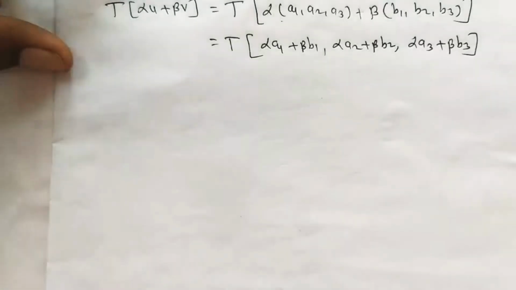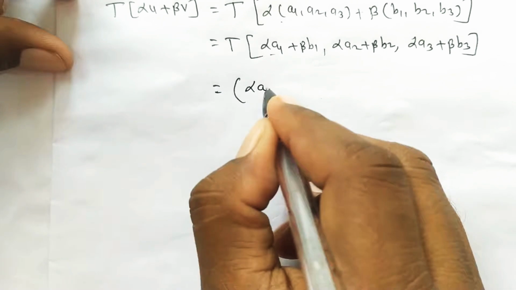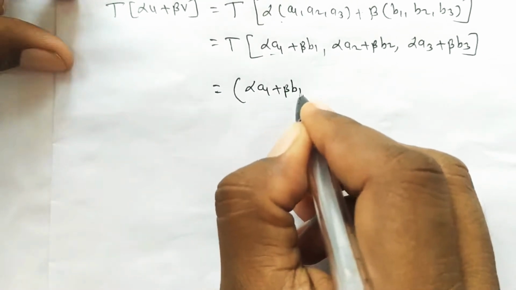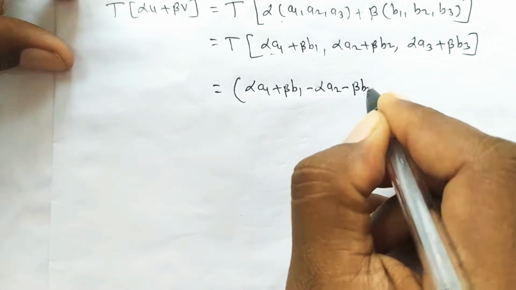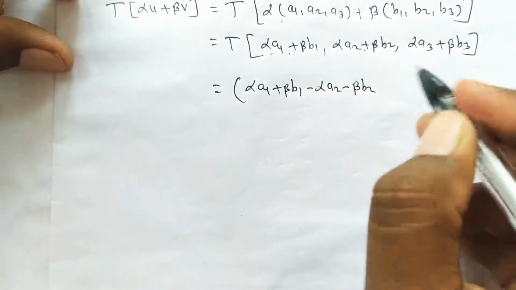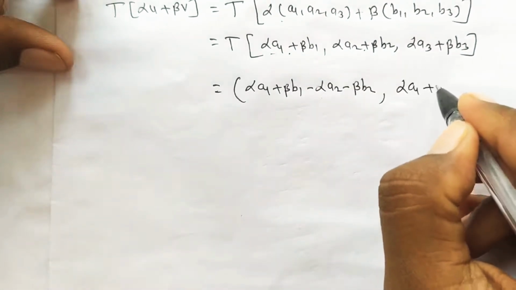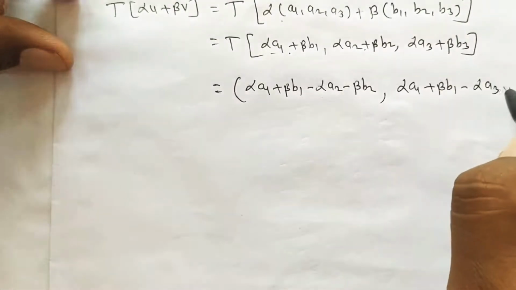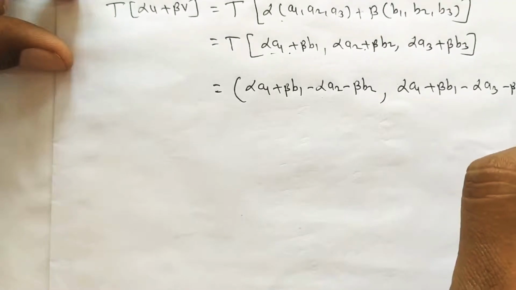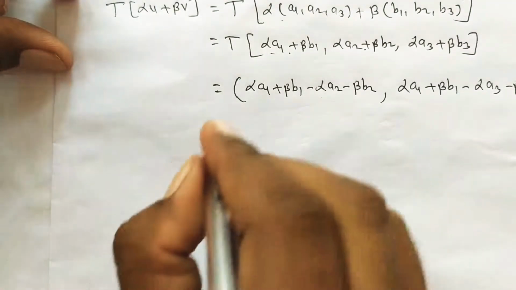So here we write this as first and second entry subtraction, that is alpha a1 plus beta b1 minus alpha a2 minus beta b2, meaning a1 minus a2, then a1 minus a3. So first alpha a1 plus beta b1 minus alpha a3 minus beta b3. And we have to write this as alpha into T of u.